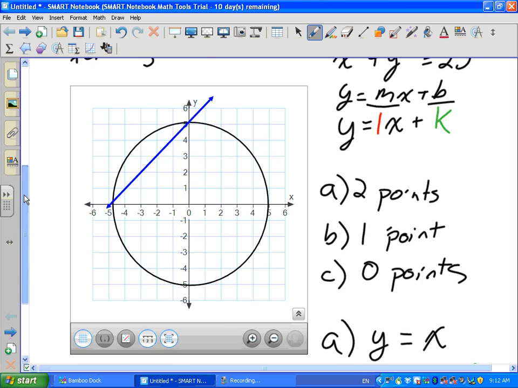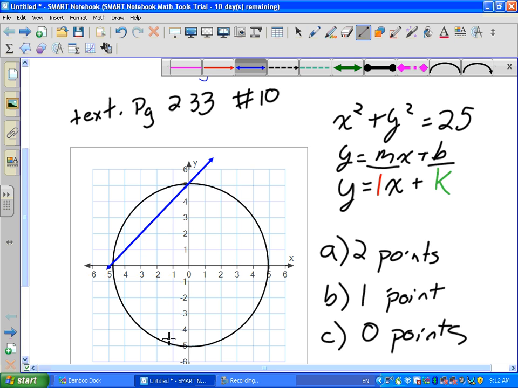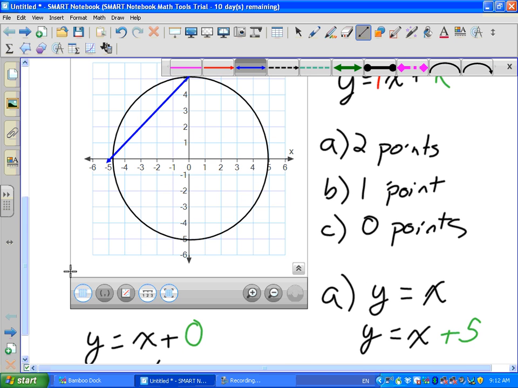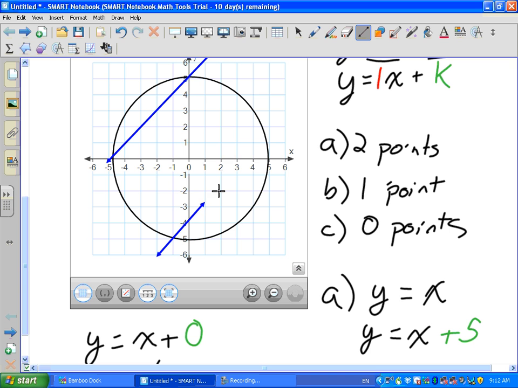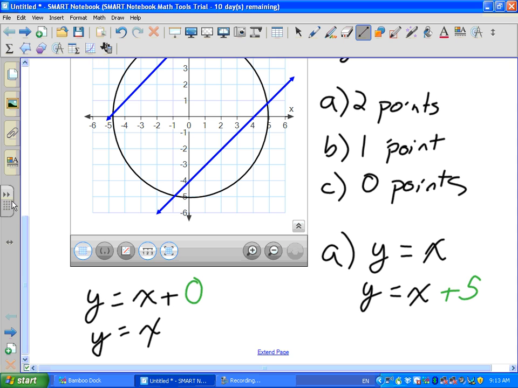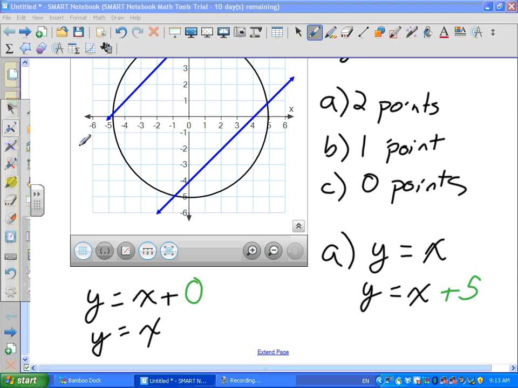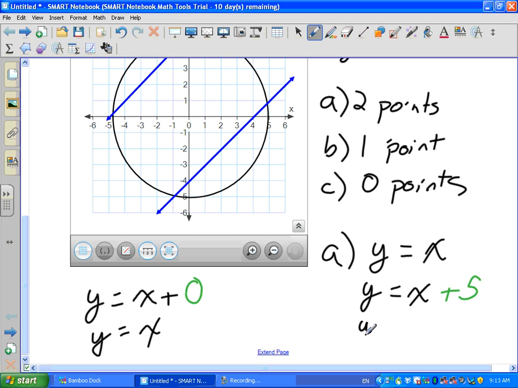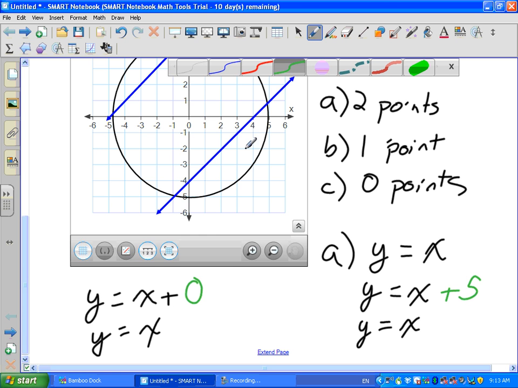Let's maybe draw one more just so we get the point across here. If I were to draw this line here. How many times does this intersect? Twice, so it's going to be an answer for A. And what is the equation of that line? What is the y-intercept? -4 is the y-intercept, so our k will be -4.